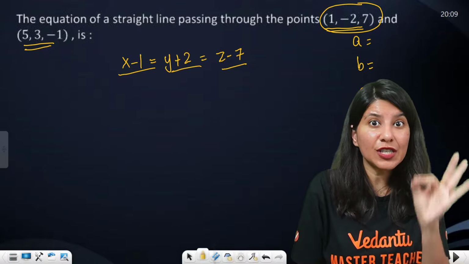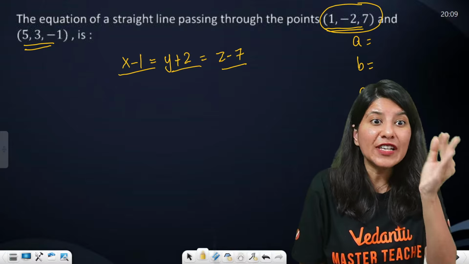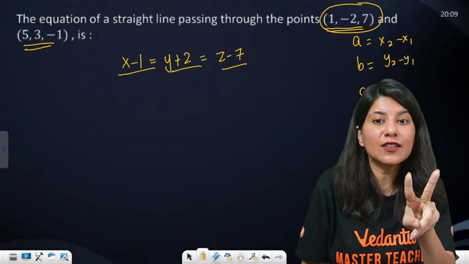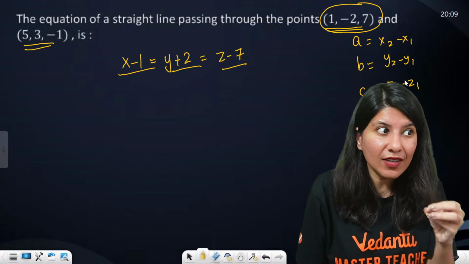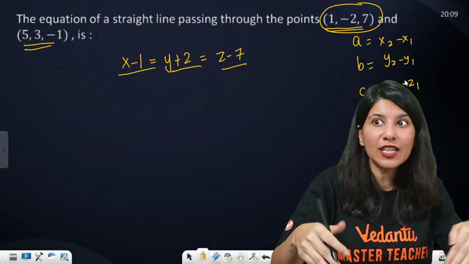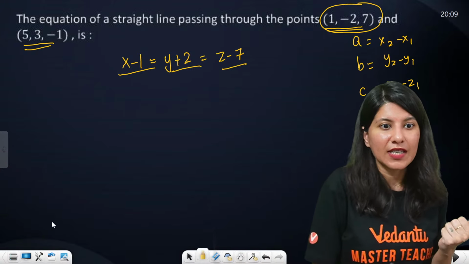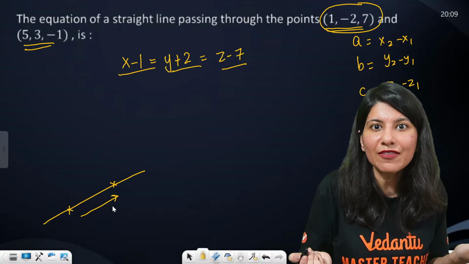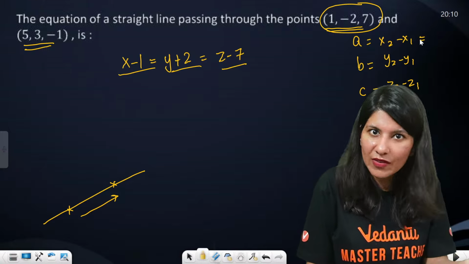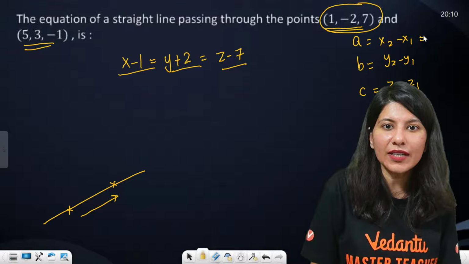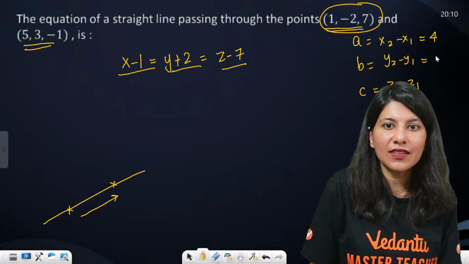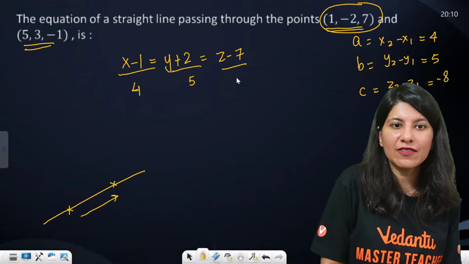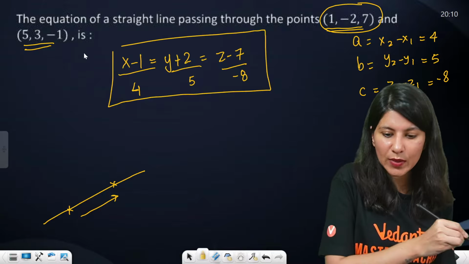Understand, the direction ratio of a line whose 2 points are given is nothing but x2 minus x1, y2 minus y1, z2 minus z1. So if 2 points are given, you can clearly get a vector parallel to that line, yes or no? Just by writing x2 minus x1, y2 minus y1, z2 minus z1, right? So this is 5 minus 1 is 4, then 3, so this is 5, then minus 1 minus 7 is minus 8. So this is 4, 5 and minus 8. That's it. Easy peasy lemon squeezy. Basic question.